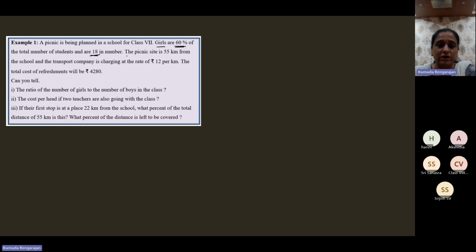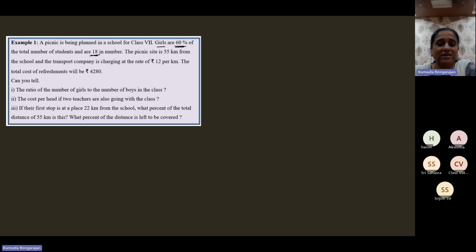Girls are 18 in number. Number of girls, 18. Percentage of girls, 60%. Percentage of boys, 40%. Number of boys is not given, but we can find out. We'll leave the question ahead.